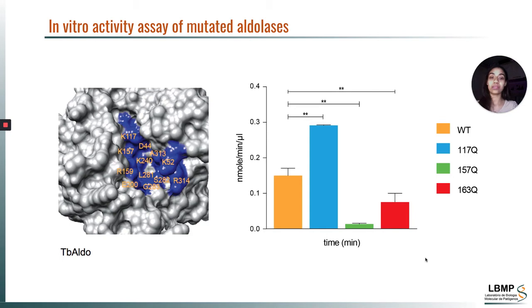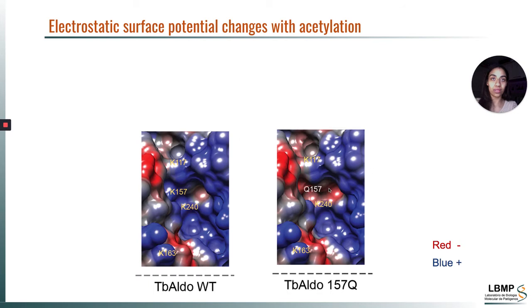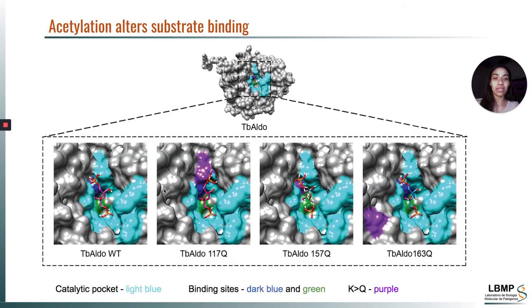So using in silico analysis, we tested the electrostatic surface potential through Coulombic surface coloring on Chimera, and we have compared the native with the mutated ones, and we can see that the substitution by glutamine in the position 157 shifts the electrostatic surface potential to a more negative state when compared to the native one. We also tested the binding with the substrate, that is fructose, and this test reveals a significant change in the way the substrate interacts with the catalytic site of this enzyme.